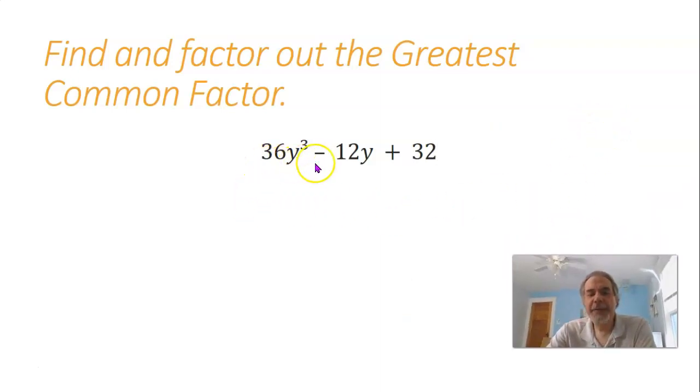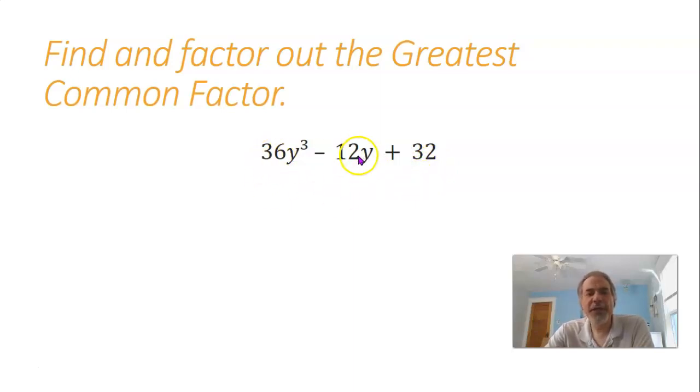So that's when you have an expression that has more than one term added together, and you look at all the terms and try to find what factor they have in common. And if there's more than one thing, you're looking for the greatest common factor, the one that's bigger than anything else. Like when I look at this, I see three terms. There's a 36y cubed, there's a minus 12y, and there's a 32.